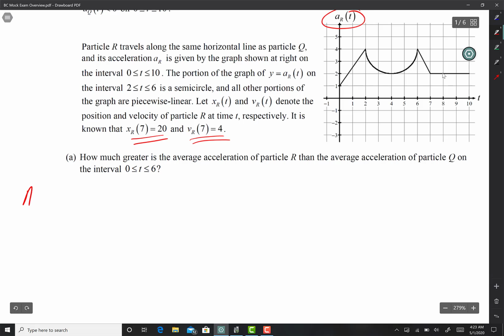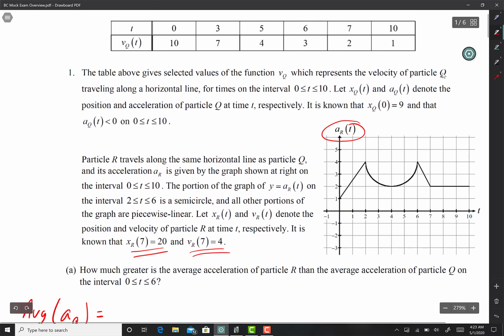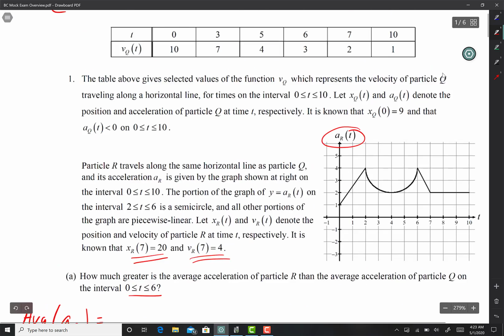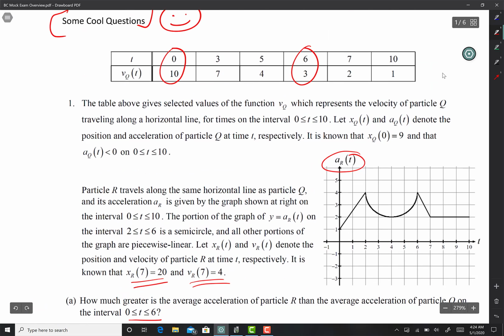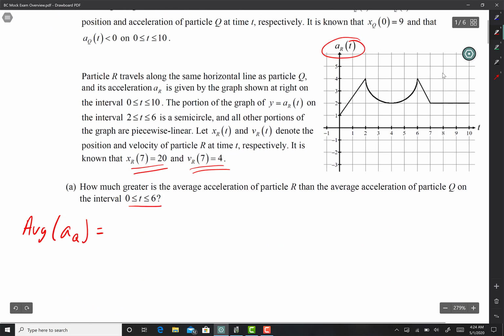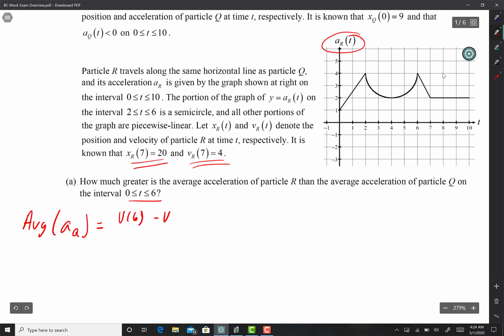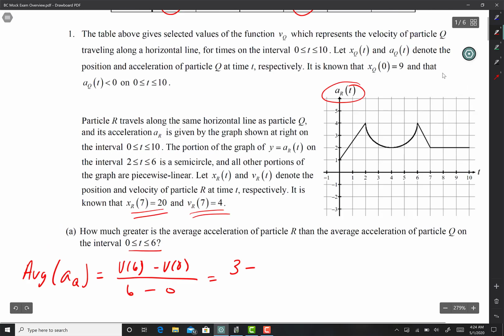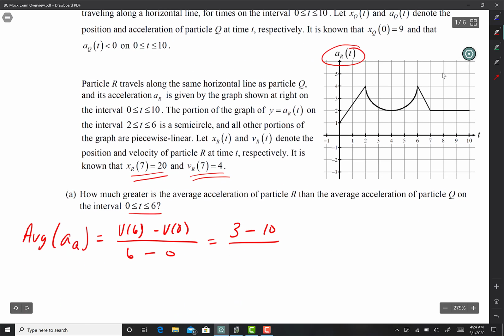So the average acceleration of q between 0 and 6 is going to be equal to, I need this guy and that guy, v of 6 minus v of 0, divided by 6 minus 0. v of 6 was 3, v of 0 is 10, over 6 minus 0. I don't need a calculator for this one. That is just negative 7 over 6. I don't have units, so I'm not going to put units in. So that's my average acceleration for q between 0 and 6.